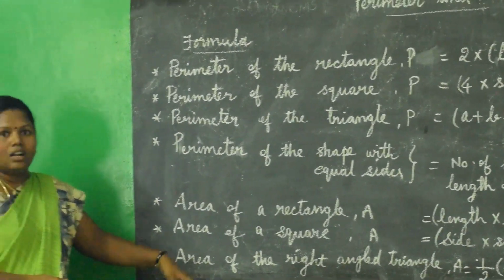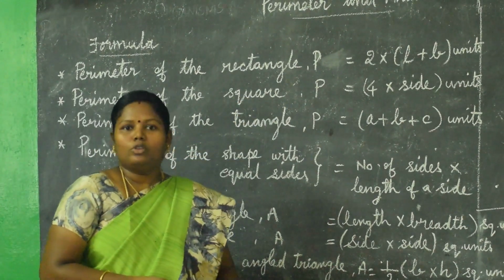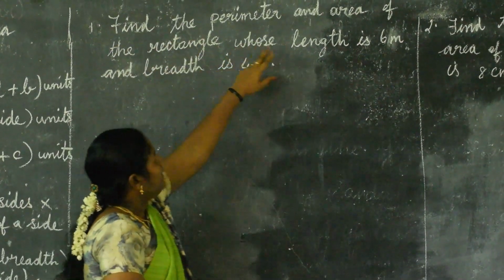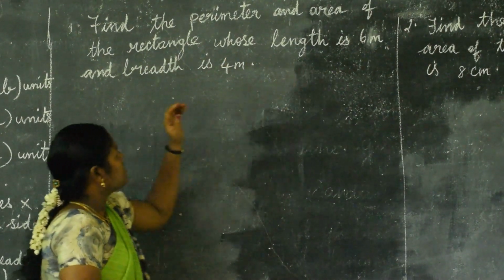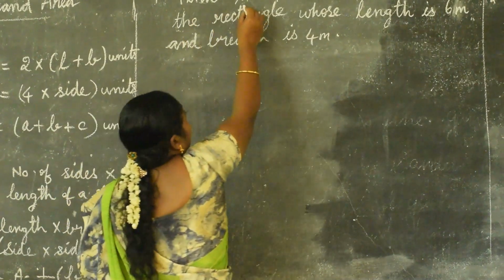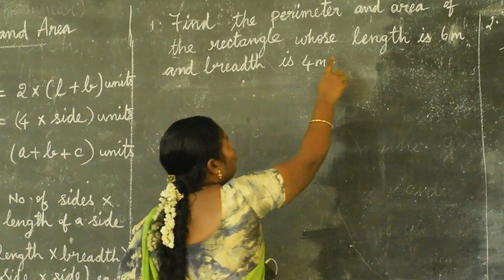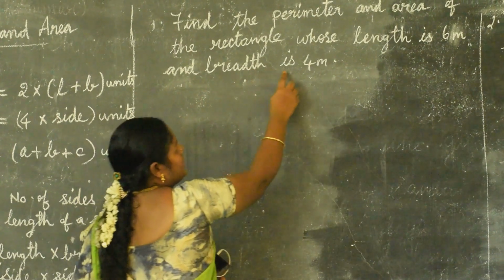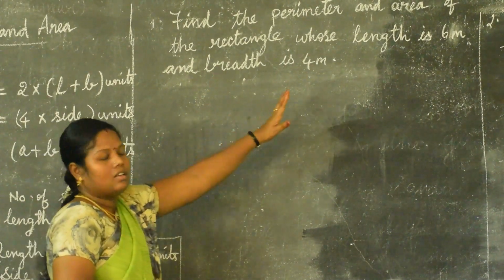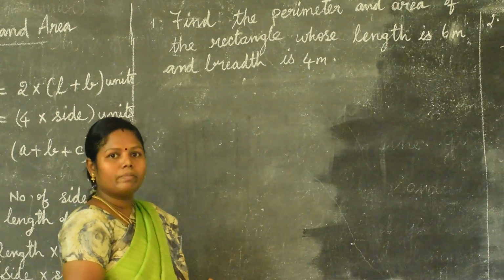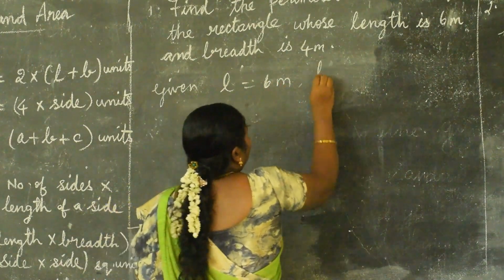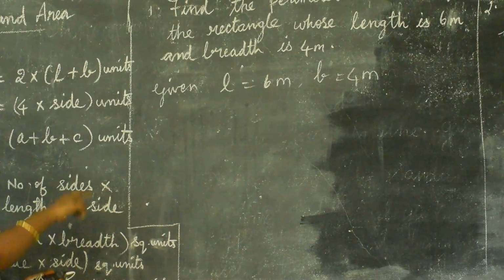Based on these formulas we should do sums. Do the sums. First one, listen. Find the perimeter and area of the rectangle whose length is 6 meter and breadth is 4 meter. What is given? We want to find the perimeter and area of a rectangle. Given length is 6 meter and breadth is 4 meter. First of all, we want to find the perimeter.